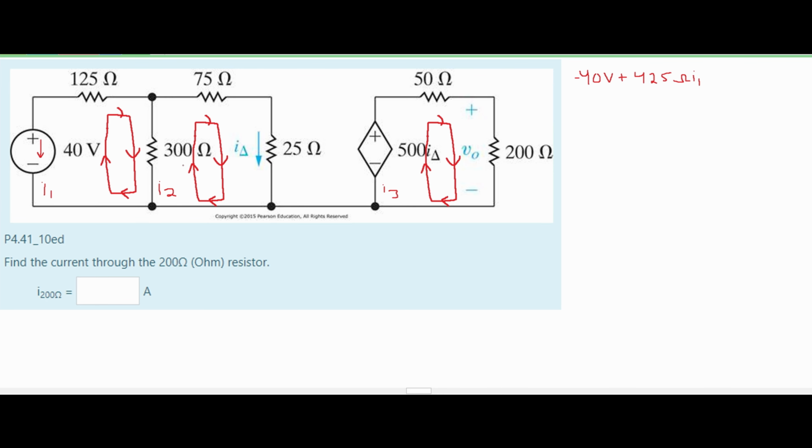Our 300 ohm resistor is next to our I2, and our I2 is going in the opposite way of our I1. So we're going to have to do a minus 300 ohms, and this is for I2, set equal to 0. So this is the first part.